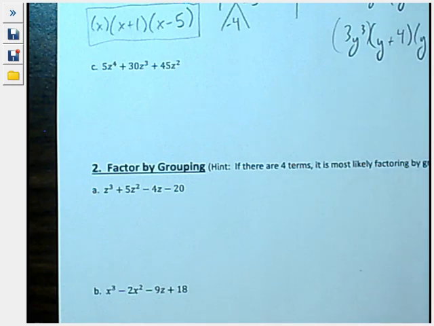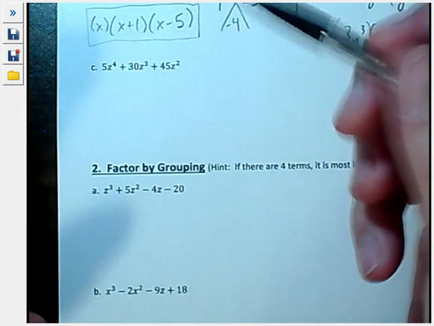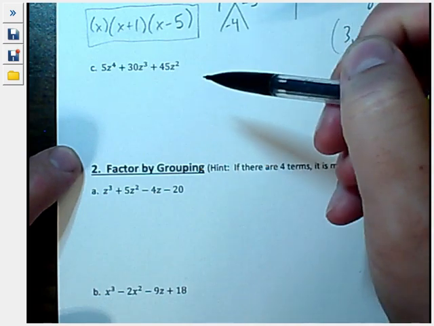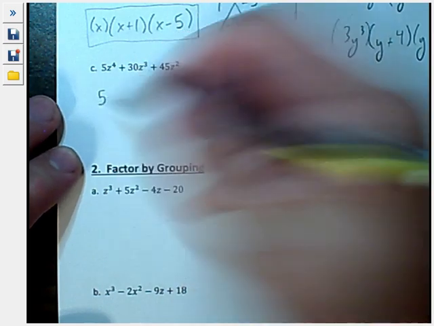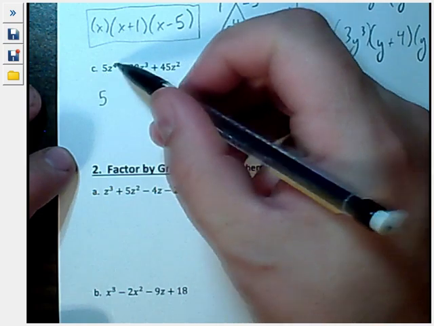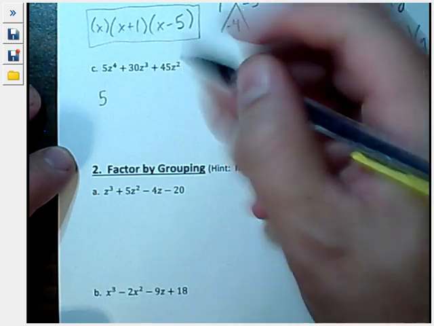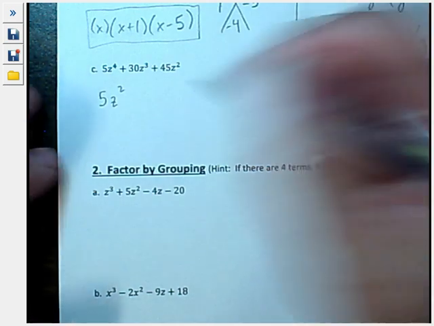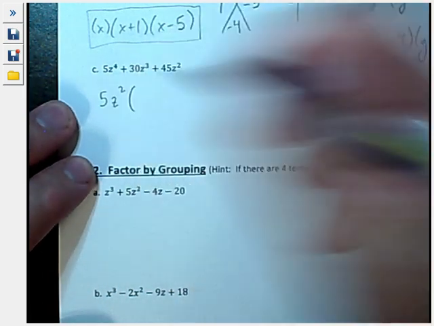All right, okay. Well, let's see what's got in common between all three of these terms here. We've got 5, 30, and 45. We have a 5 common in all those terms. And then z to the fourth, z to the third, and then z squared. We at least have z squared common in all of those terms. So we're going to divide everything here by 5z squared.